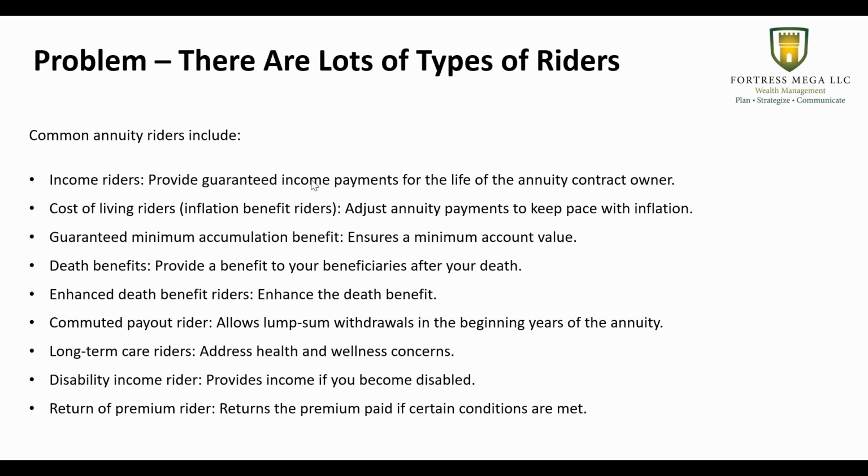There are lots of different types of riders that fundamentally modify annuity contracts. We're talking about income riders today, but just to give an overview of some of the other ones you're going to run into: guaranteed minimum accumulation benefits, death benefit riders, enhanced death benefit riders, long-term care riders, commuted payout riders, disability income riders, and return of premium riders. These are all riders that can be attached to an annuity contract, and you should assume that if these are attached, they're modifying a lot of the underlying contract.